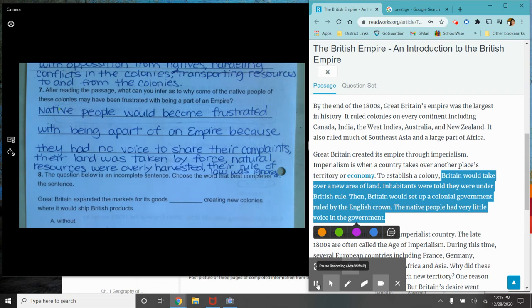Their land was taken by force. Natural resources were overly harvested. Their rule of laws was ignored, or you could say their customs and rule of law was ignored. The person who was their chief no longer had a say of what was a correct way of going about things. And we've already talked about the Native American groups. You have to think back about the Native American group that you focused on when we were back in chapter 3. We talked about the regions of the United States.